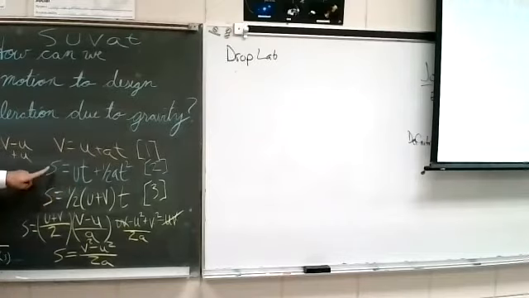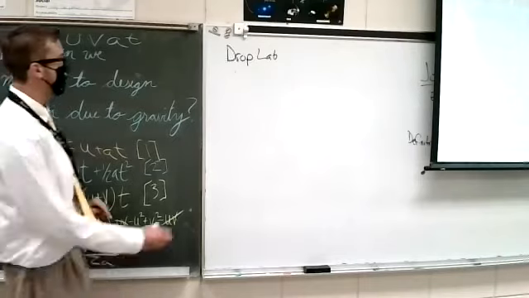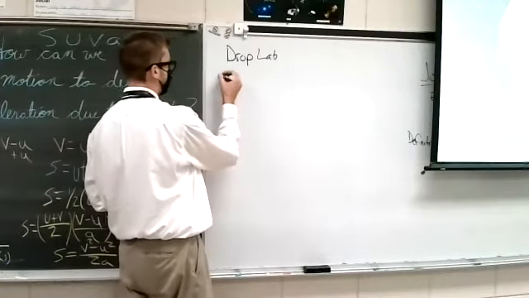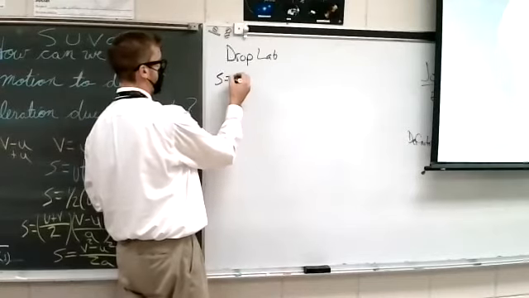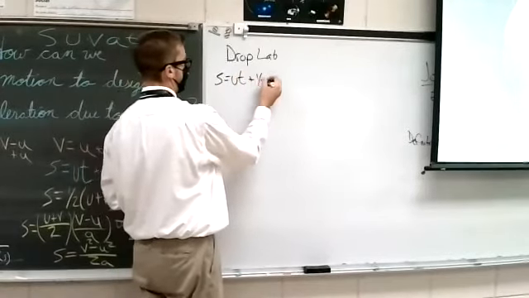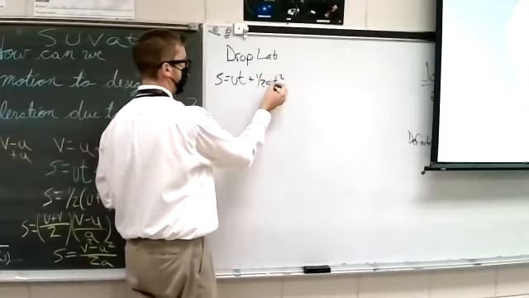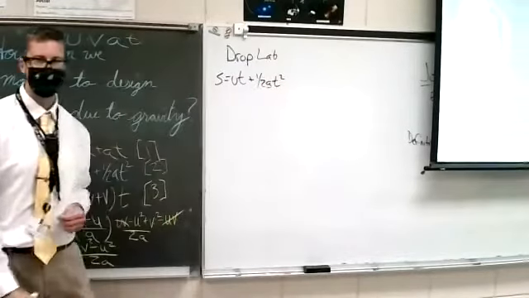So then it becomes the displacement equals 1/2 at squared. So let's just be complete here and say, okay, we're starting with displacement equals ut plus 1/2 at squared. We want to get a lab out of this so we can figure out the acceleration due to gravity.